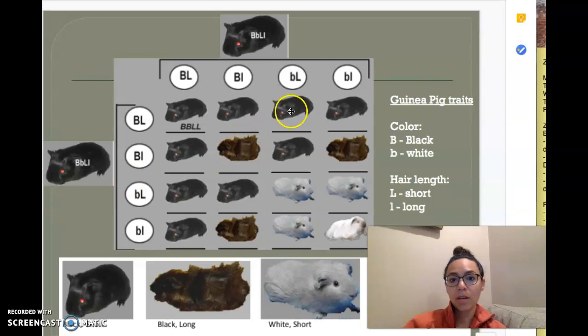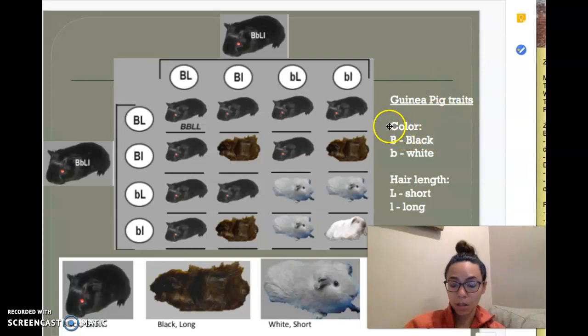So if you look here, this large grid is representing a large Punnett square. Each of these guinea pigs is representing one square. This animal is called a guinea pig, and we're going to be looking at two traits for the guinea pig.